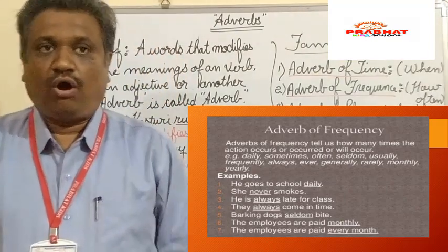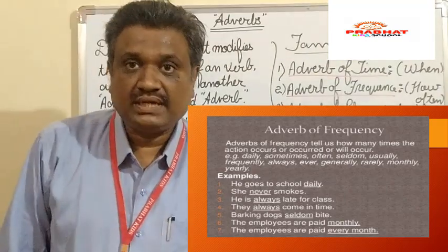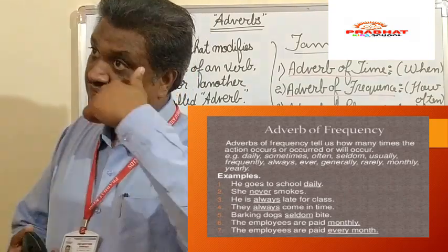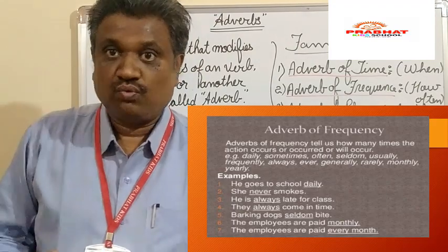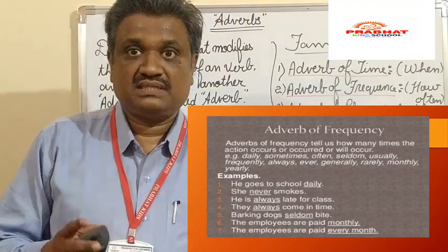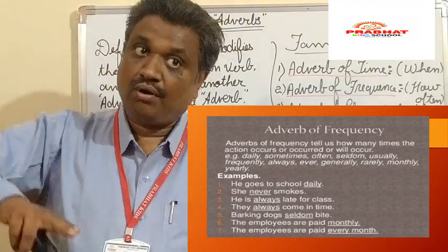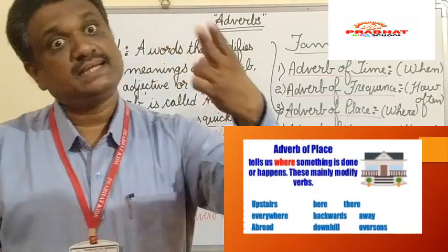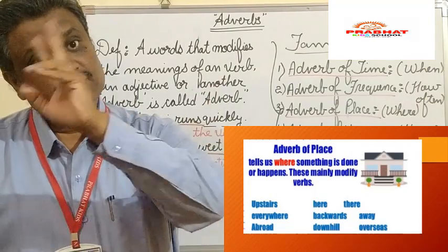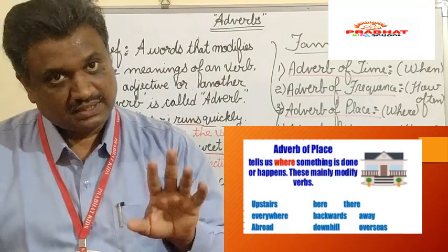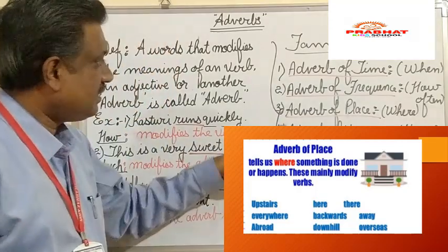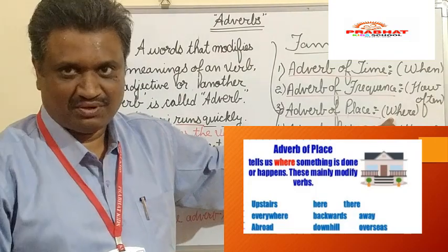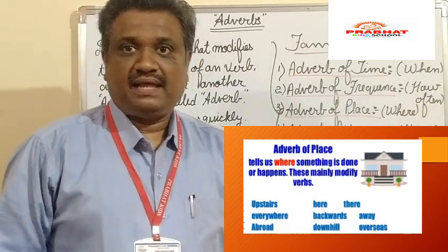Now, depending on what we wish to convey, depending on what we are trying to explain, we place the adverb of frequency at the beginning or middle or at the end. Understood? Twice I explained to you, but this twice we can put at the last also or in the middle also. Understood? Now, moving forward, adverb of place. And what is the key? Where.